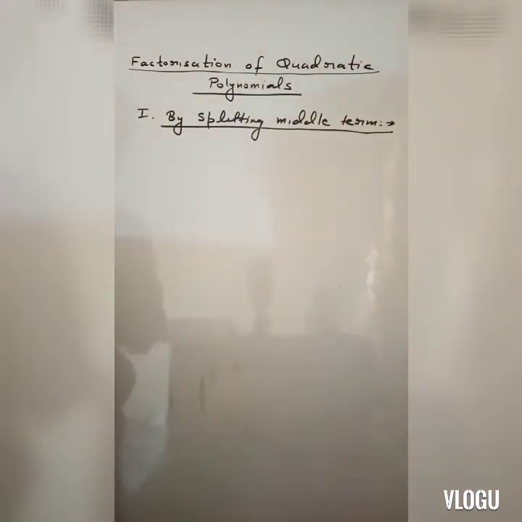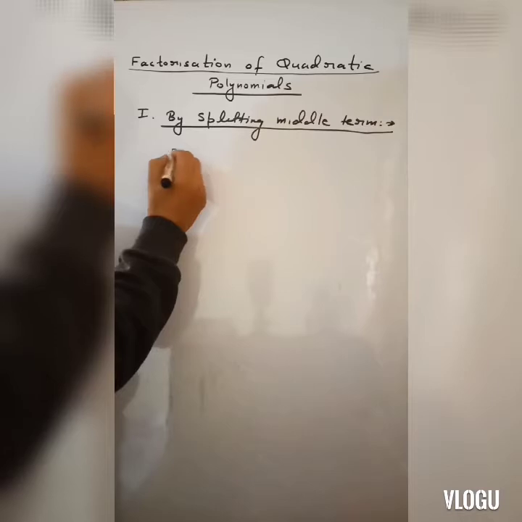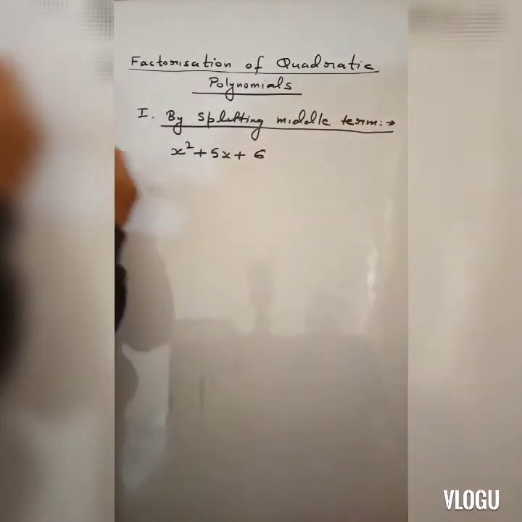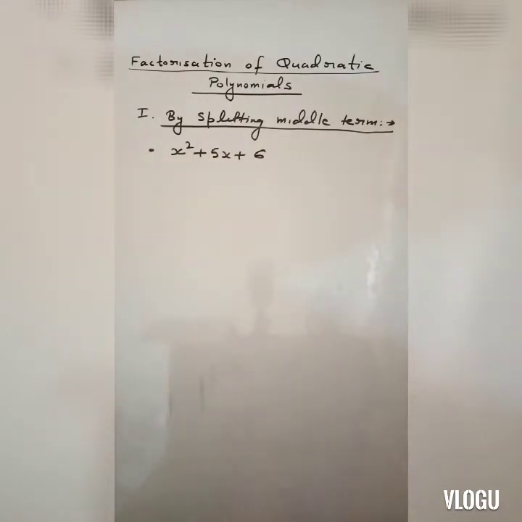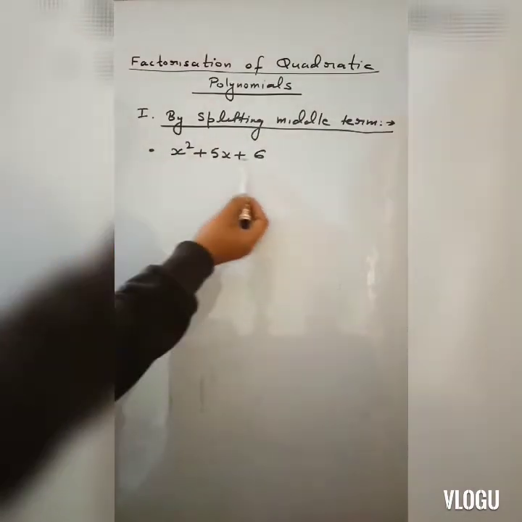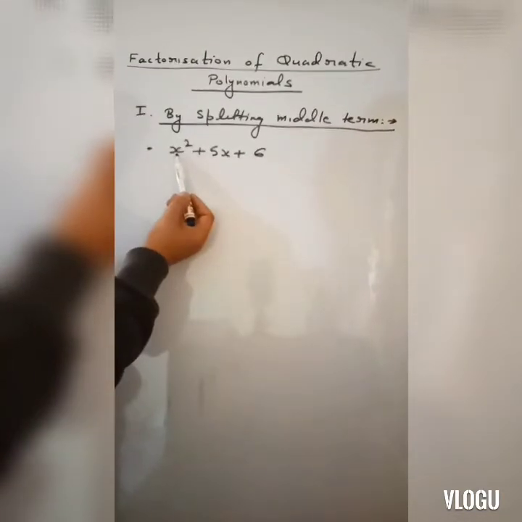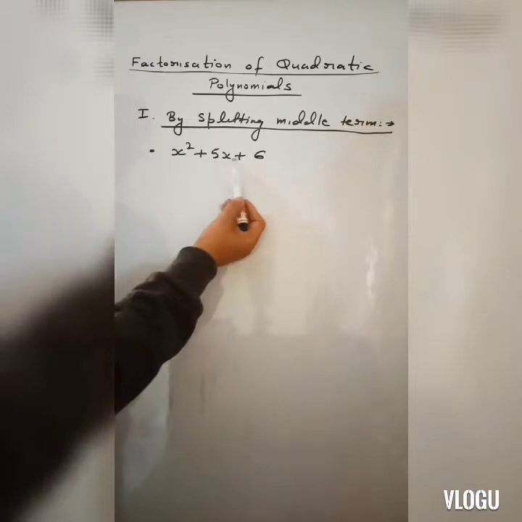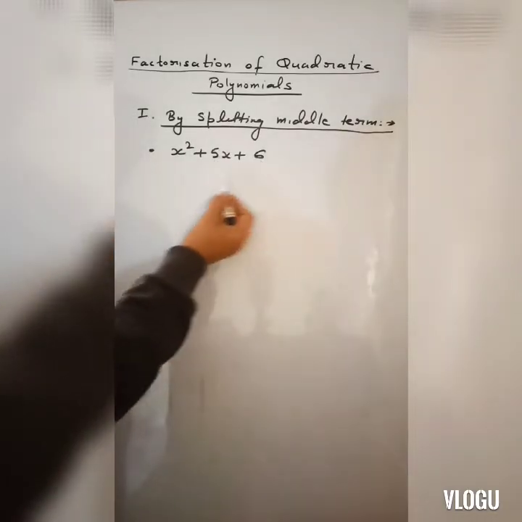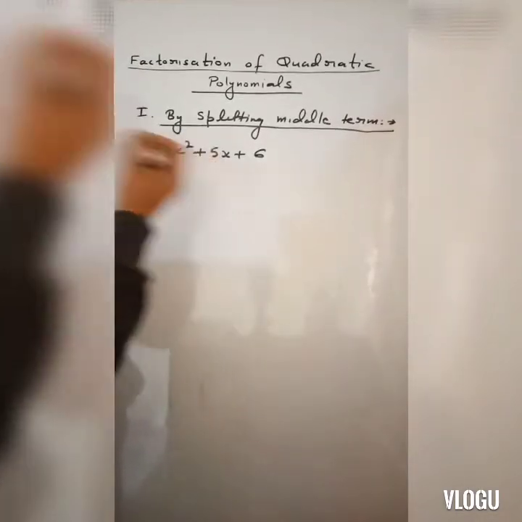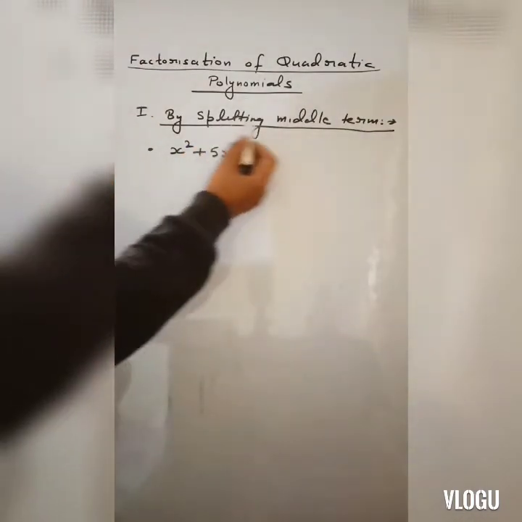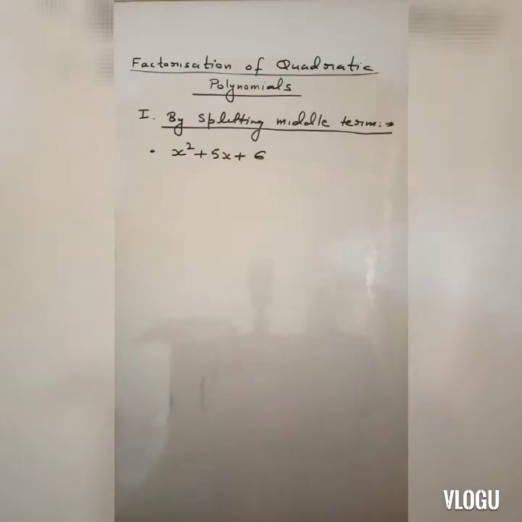Now see with an example. Like you have x square plus 5x plus 6. We have to factorize this polynomial, and you can see it's a quadratic polynomial. And see, it is in standard form. The x square term is at first place, the x term is at second place, the middle place, and this is a constant term. So this is in standard form. Now, to factorize this quadratic polynomial, we have to split the middle term. Now see how to split the middle term.